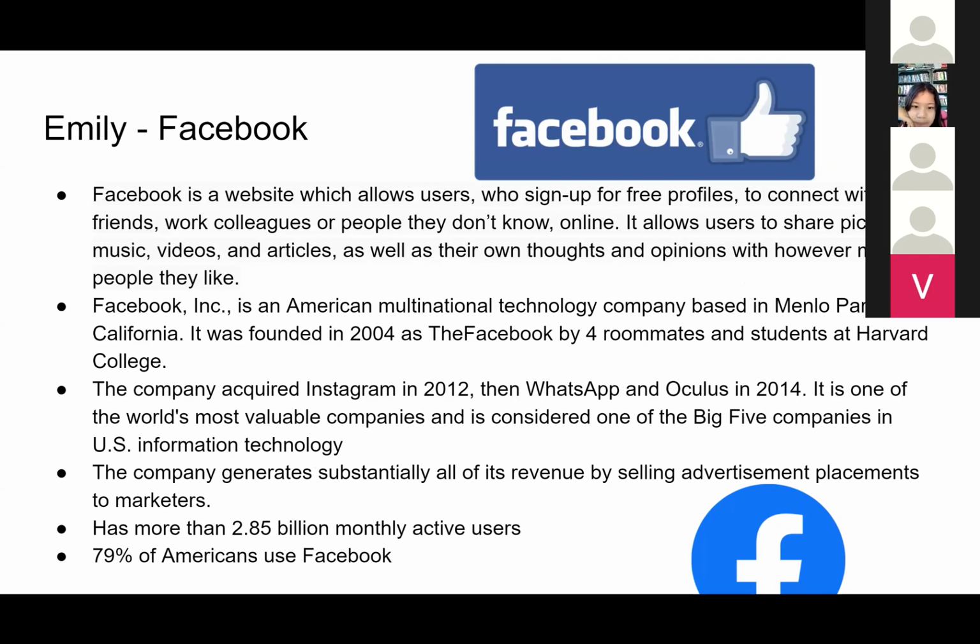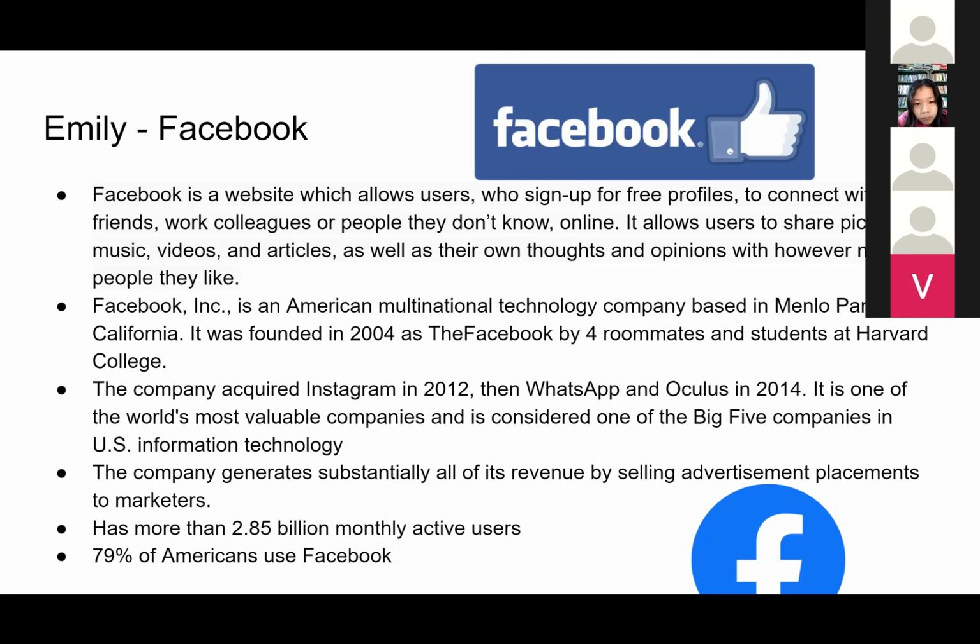So I'm going to do Facebook for my social media. So Facebook is a website which allows users who sign up for free profiles to connect with friends, work colleagues, or people they don't know online. It also allows users to share pictures, music, videos, and articles, as well as their own thoughts and opinions with however many people they like.